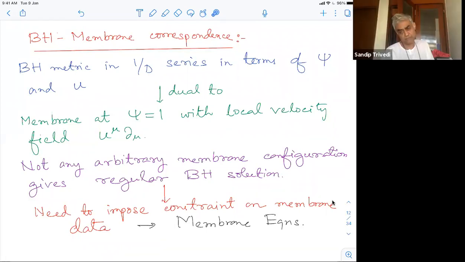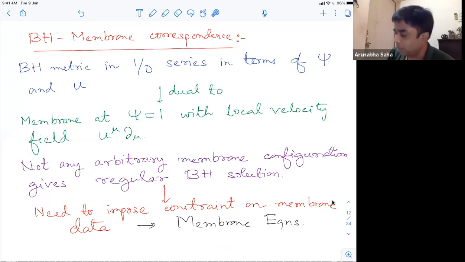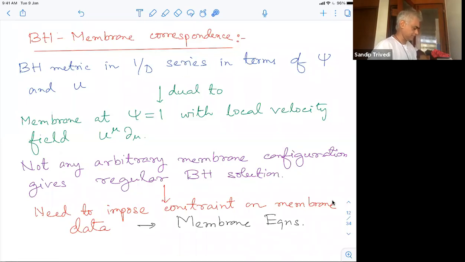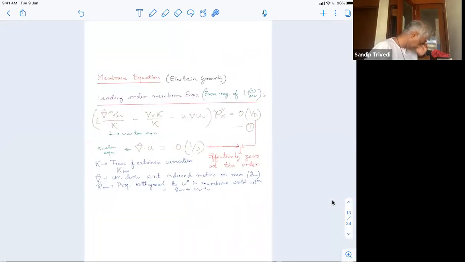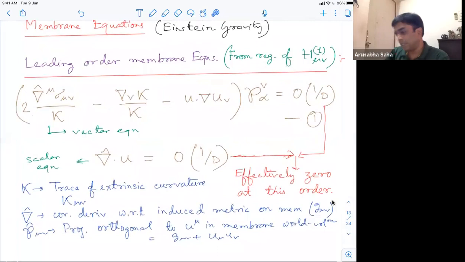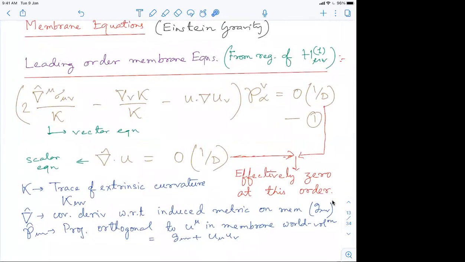Now, as Shiraz told you, these membrane equations are obtained by solving the constraint gravity equations. I think, if I'm not misunderstanding, this is what Sandeep wanted to know. Yeah, thank you, I understand now. So now, these membranes are always codimension 1.